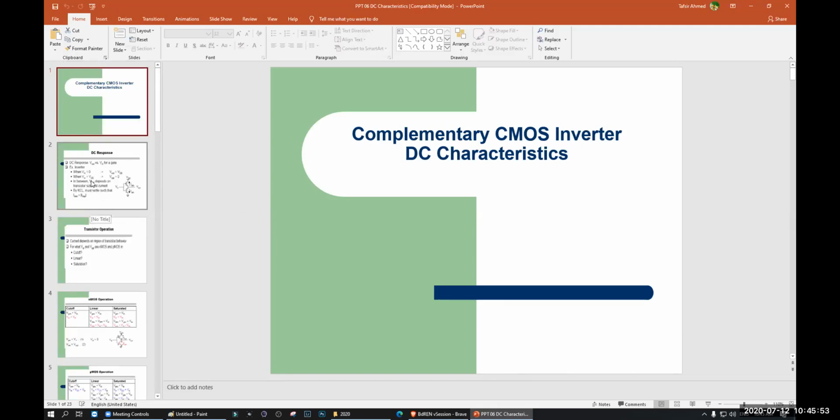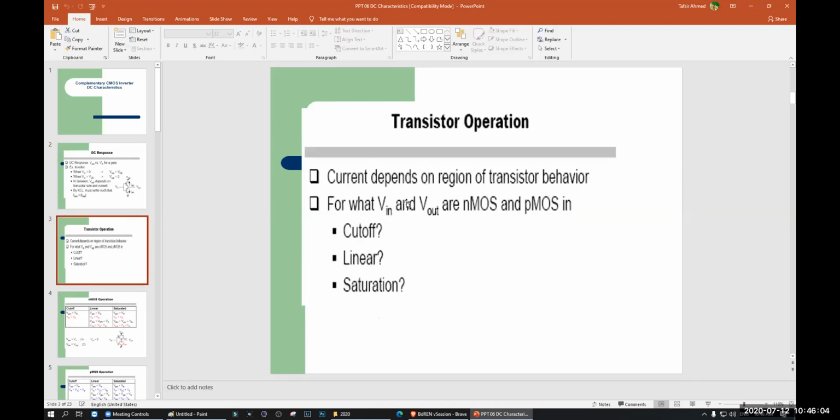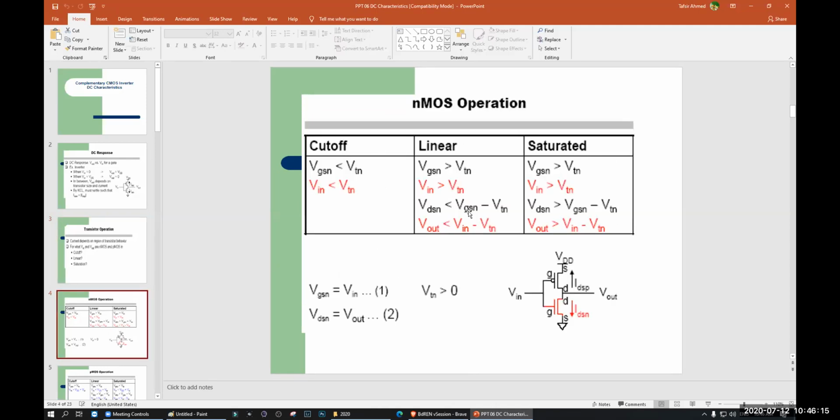Here, for inverter, when the Vin is 0, our output is 5. When our input is 5, our output is 0. We already know it. And we have 3 regions of behavior. One is cutoff, another one is linear, another one is saturation. We already know the principles for cutoff, linear, and saturation.